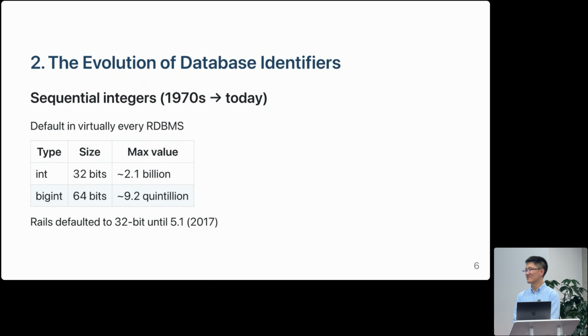You might be wondering, where's the other 2.1 billion? So that's 2.1 billion positive numbers. You have 2.1 billion negative numbers as well that you probably will never use. And as I mentioned earlier, if you're using a more recent version of Rails, you have 64-bit integers, which is 9.2 quintillion. That's probably more than enough numbers for your entire lifetime.